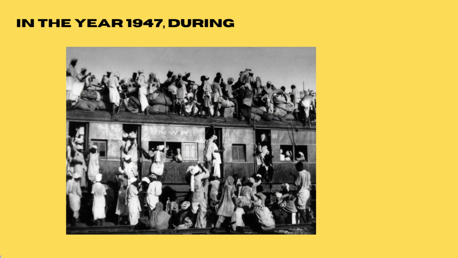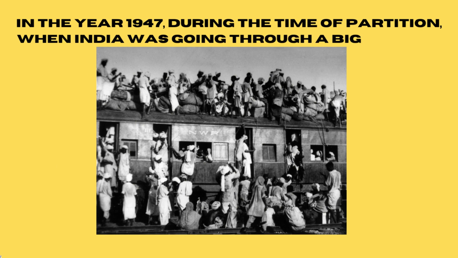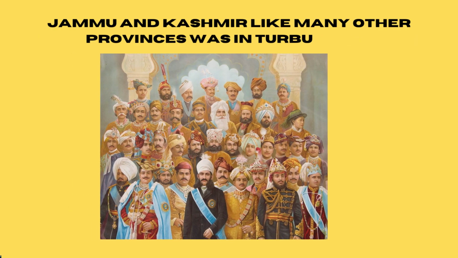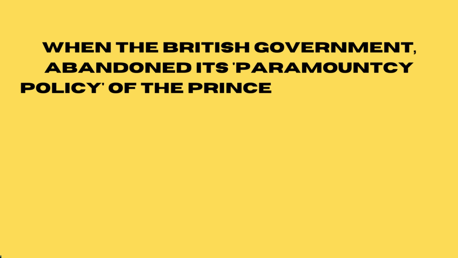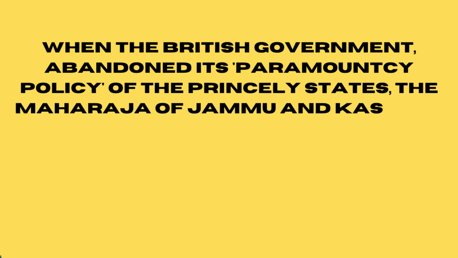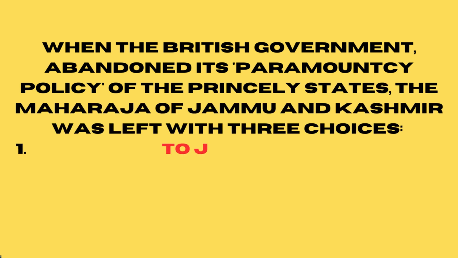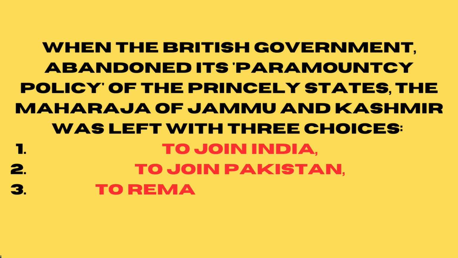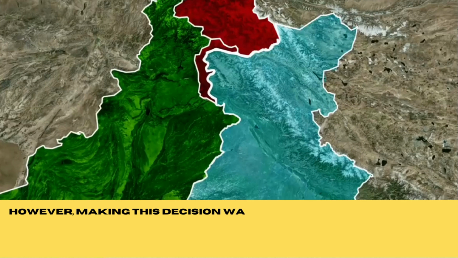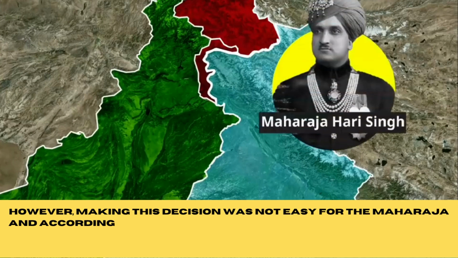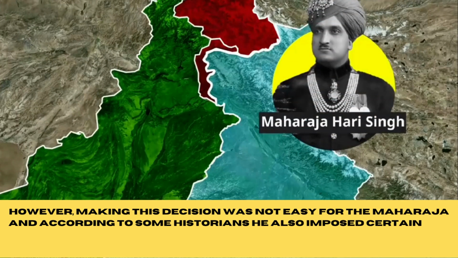In the year 1947, during the time of partition, when India was going through a big change, Jammu and Kashmir, like many other provinces, was in turbulence. When the British government abandoned its paramountcy policy over the princely states, the Maharaja of Jammu and Kashmir was left with 3 choices: to join India, to join Pakistan, or to remain independent.